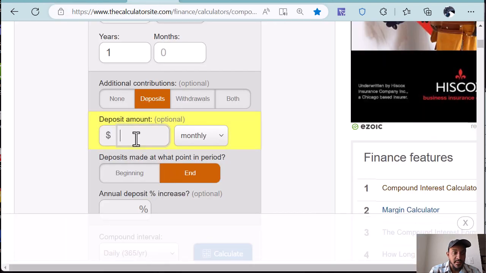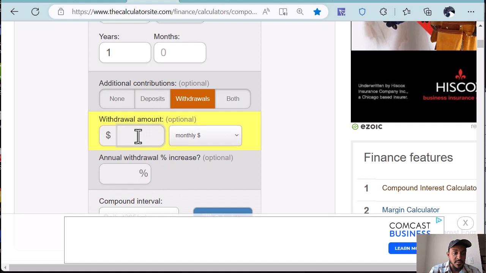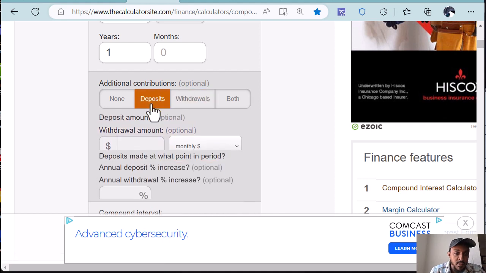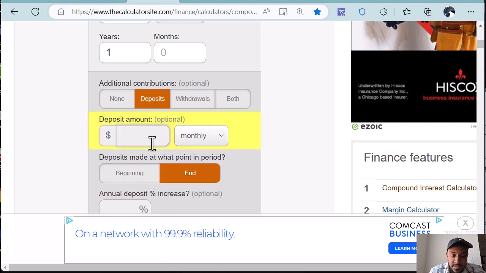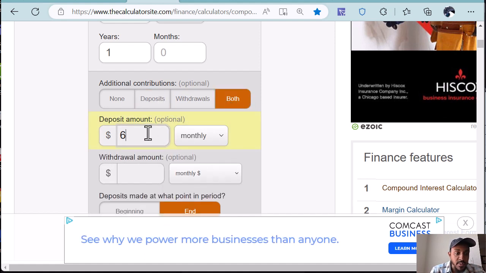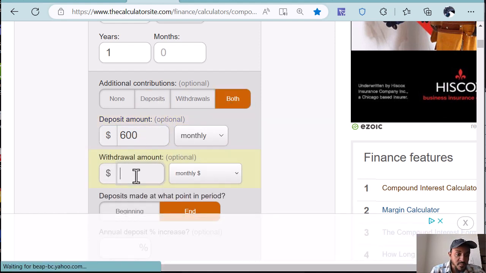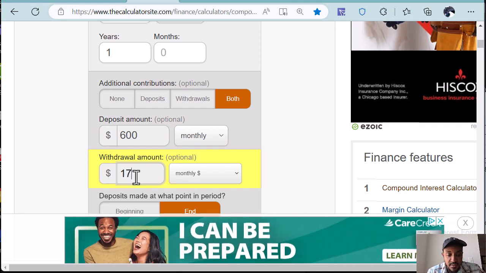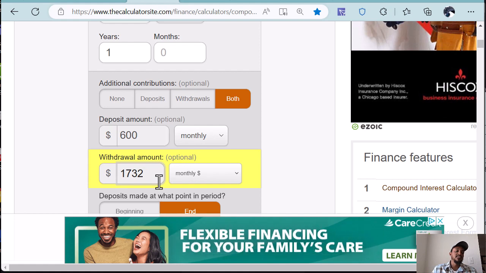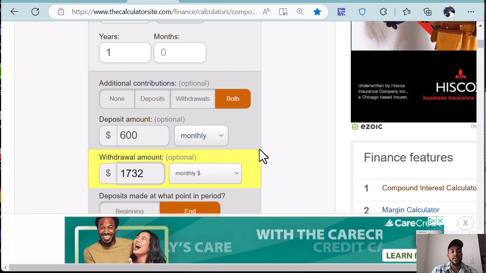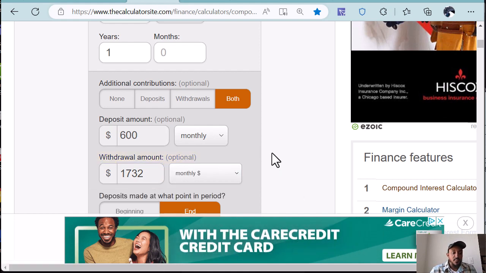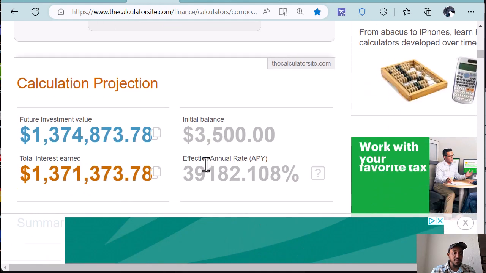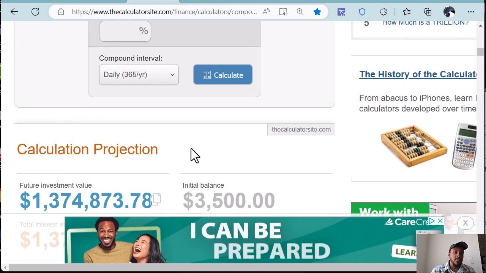So we're withdrawing 1732 monthly, but we're depositing 600 and withdrawing 1732. Out of that 1732, we're taking 600, putting it right back in. So let's see what that looks like. How does that affect your calculation?